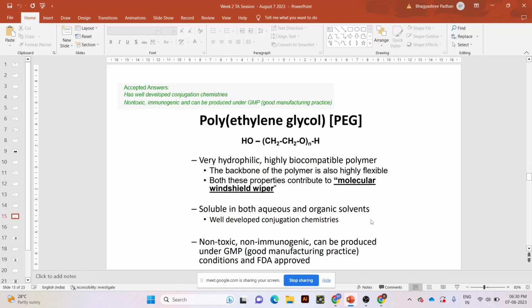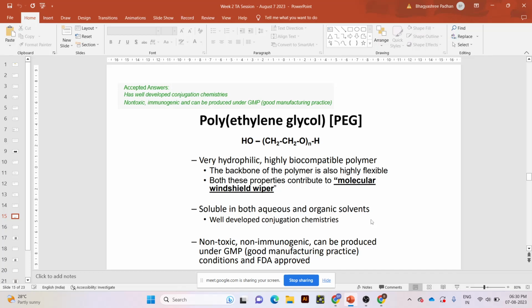Okay. So here is the answer. Those of you who said the first two options, those are correct. It has well-developed conjugation chemistries. It is non-toxic, non-immunogenic, and can be produced under good manufacturing practices. This is the information that is given in the lecture itself. If you go through the lectures, you'll find the same information.